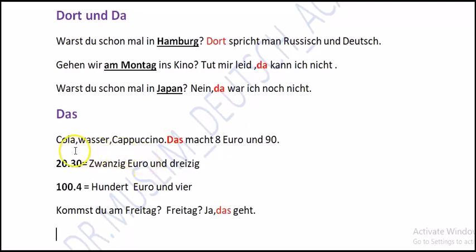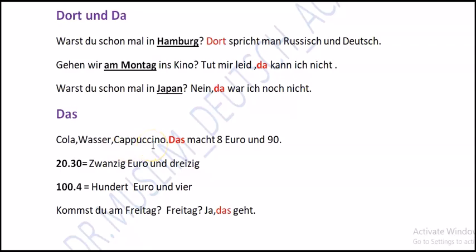So we say Cola, Wasser, Cappuccino. Das macht, for example, you're going to a shop and you're buying three things: Coca-Cola, water, and a type of coffee called cappuccino. So you are buying these three things. We are always writing a noun with a capital letter. So you bought these three things.